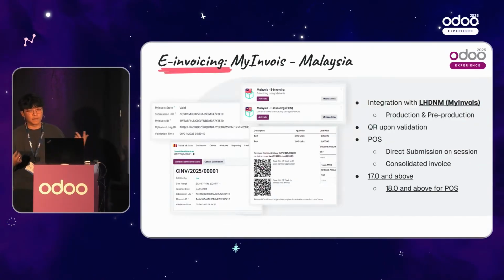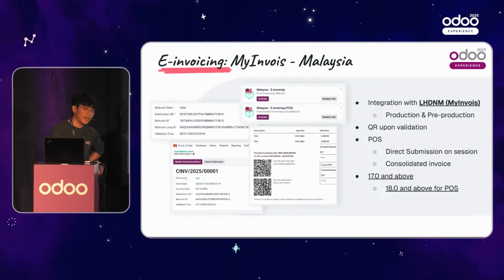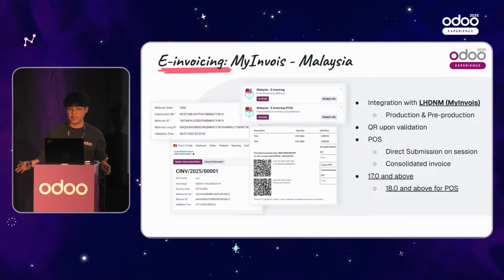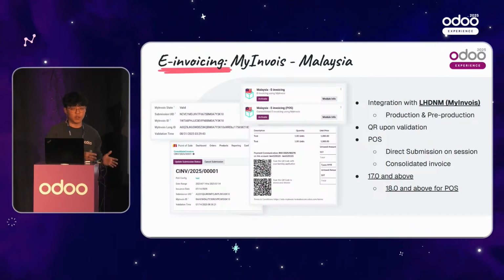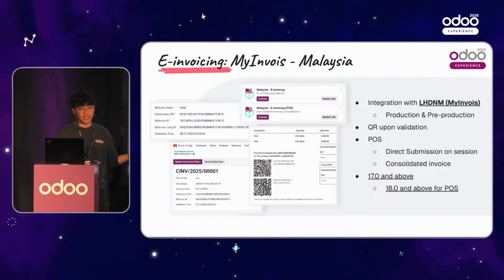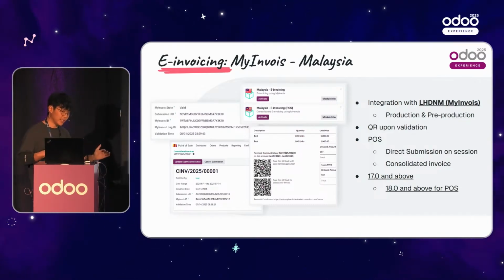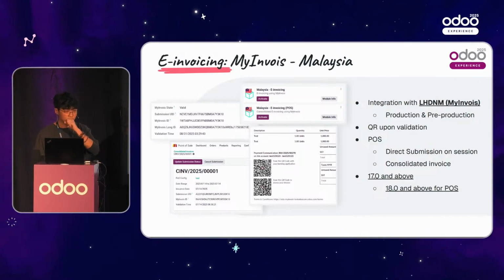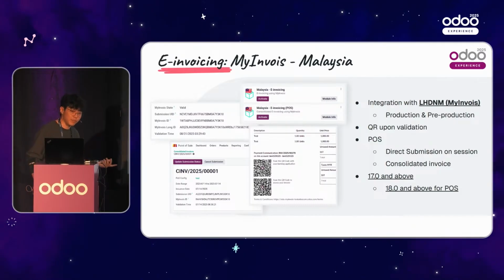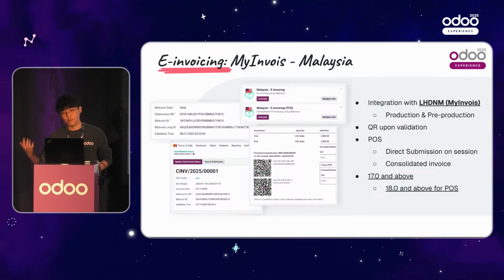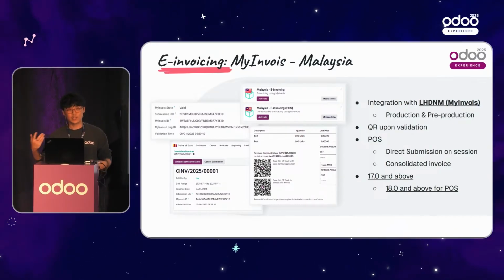So to start with, the first one we had is Malaysia. Since the end of last year, there was an initiative by the government that started in phases, where all businesses, depending on the threshold by timeline, had to mandatorily issue B2B and B2G e-invoices and report them to the authority, which we call MyInvois. Without this integration, you have to create invoices in Odoo, and then create the same invoice information manually on the portal, which is not what we want.